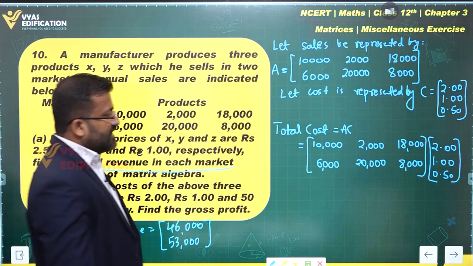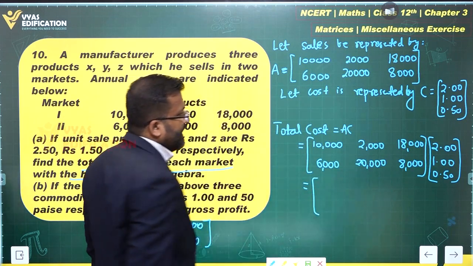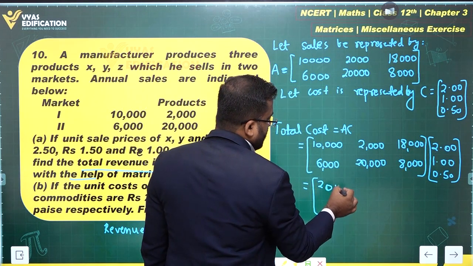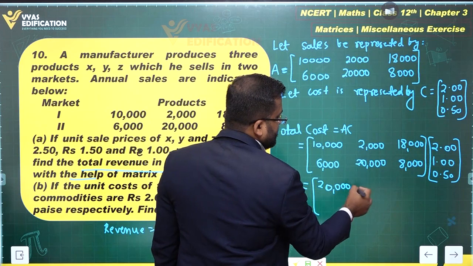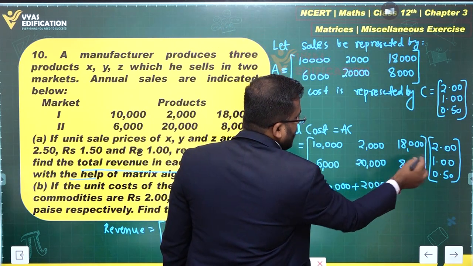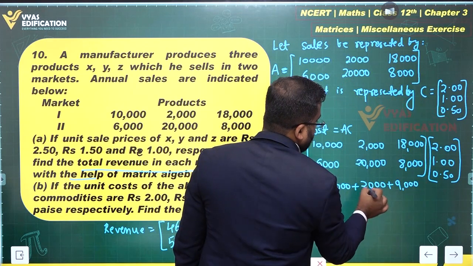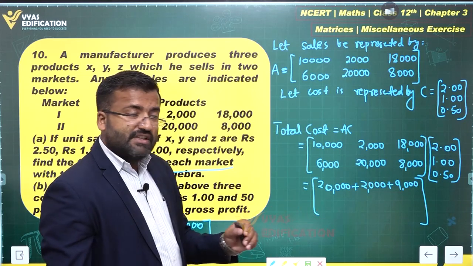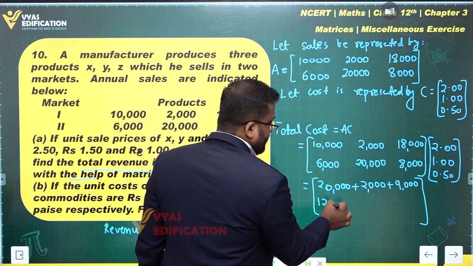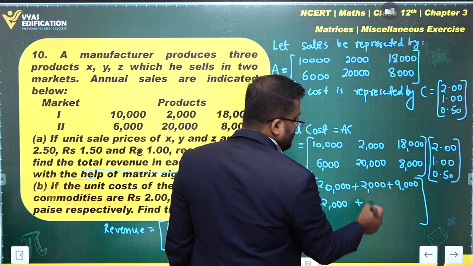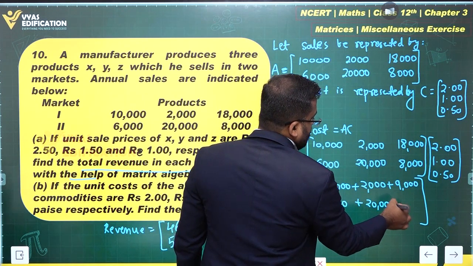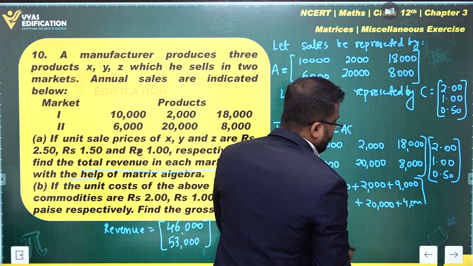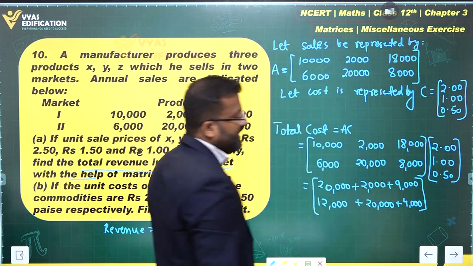And the total cost can be found easily by multiplying these two matrices together. What you have is 10,000 times 2 is 20,000, 2,000 times 1 is 2,000, plus 18,000 times 0.5 is 9,000. The second row will give us the cost for the second market. What is that? 6,000 times 2 is 12,000, plus 20,000 times 1 is 20,000, plus 8,000 times 0.5 is 4,000. That's the total cost for the second market.